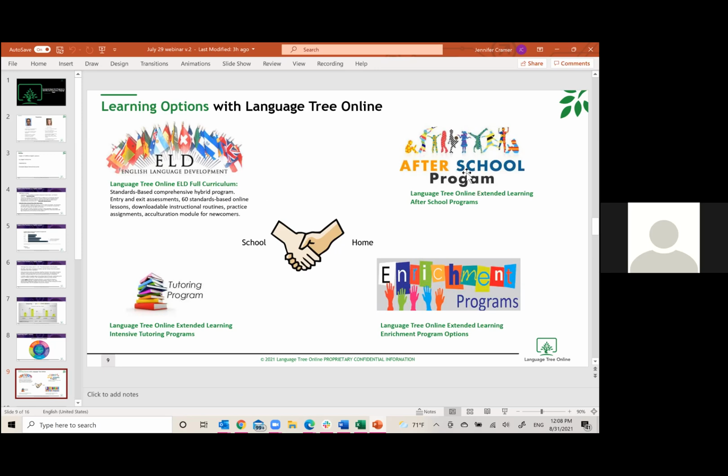And then these next few programs, the after school program, enrichment programs, tutoring programs, are all programs that are a subset of the school year program. So being able to utilize this curriculum in a condensed fashion and working with students. A lot of our districts this year are doing Saturday school programs. Several others are doing after school programs for their English learners. It works a little bit differently than the full year curriculum, but nonetheless, it is standards-based for the assessments and the lessons.